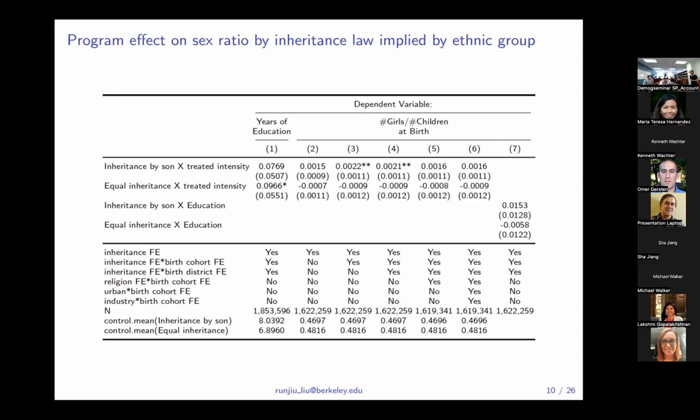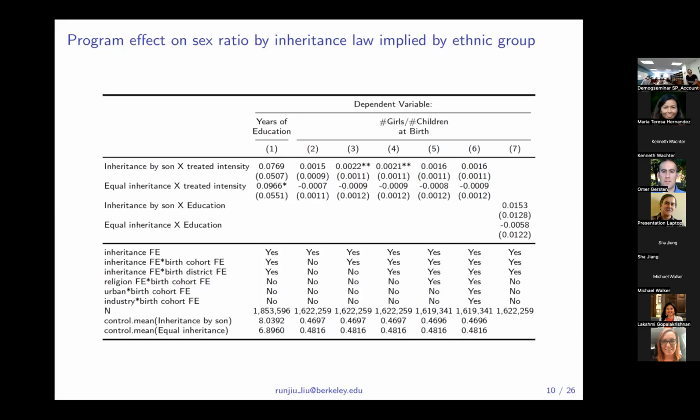So I'll quickly introduce column 7, using the instrumental variable approach. For those who are not very familiar with this, we have two outcomes from the education expansion program: its effect on education, and its effect on sex ratio. The instrumental variable approach combines these two regressions to get the relationship between education and sex ratio.